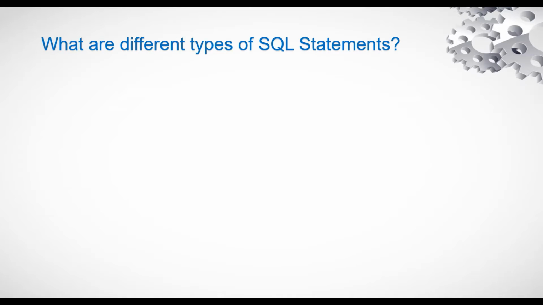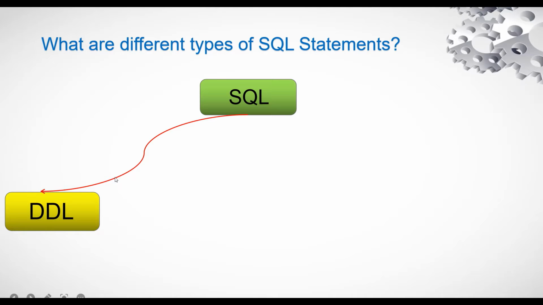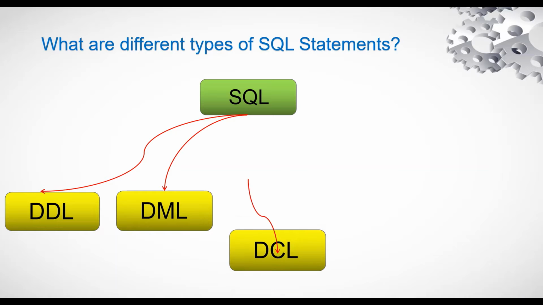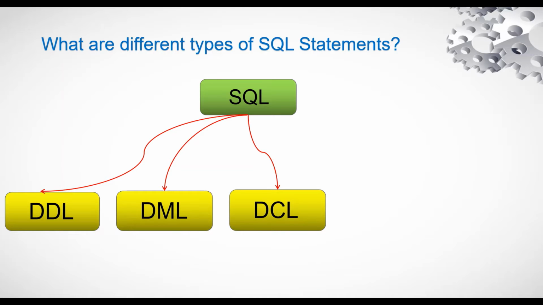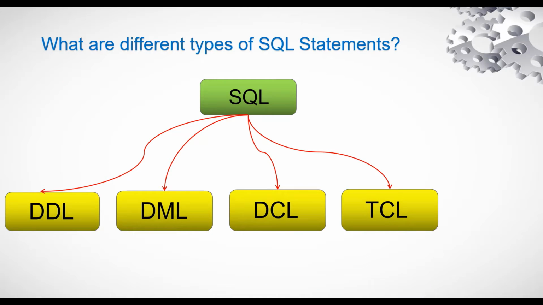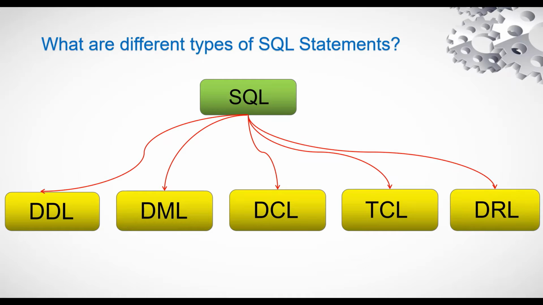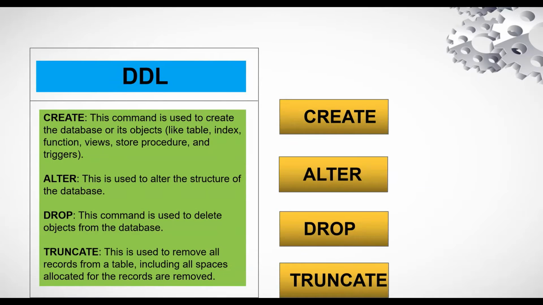What are the different types of SQL statements we have? First is DDL, data definition language. Second is DML, data manipulation language. Third is DCL, data control language. Fourth is TCL, transaction control language. And the last one is DRL, data retrieval language. Now let's discuss these SQL statements at a high level.